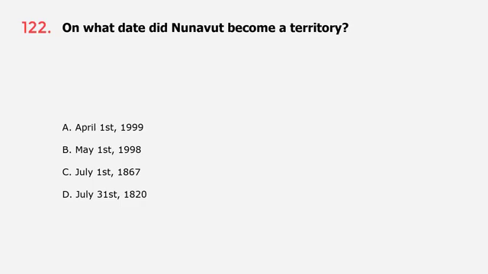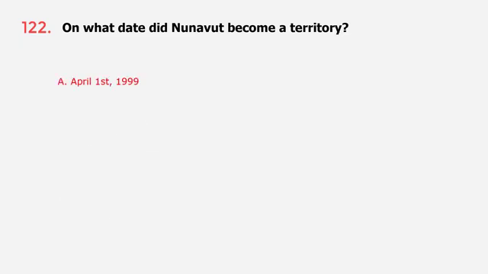Question 122. On what date did Nunavut become a territory? A. April 1st, 1999. B. May 1st, 1998. C. July 1st, 1867. D. July 31st, 1820. The answer is A. April 1st, 1999.